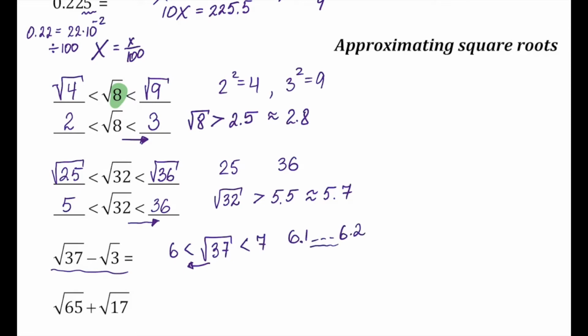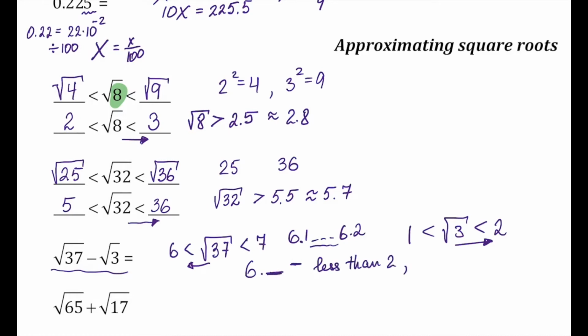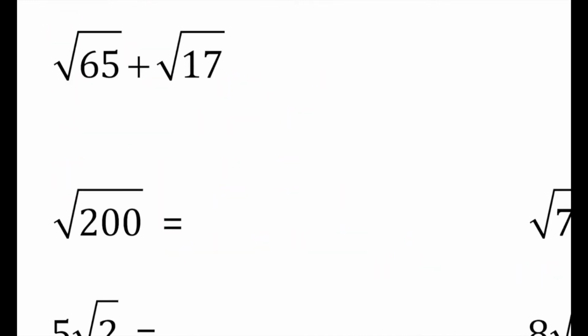Now, square root of 3 is between 1 and 2, but it is closer to 2 because 3 is closer to 4. So if I subtract something 6-ish with some numbers after the decimal minus something less than 2, then my answer is going to be bigger than 4. So if I were to draw a number line, if this is 1, 2, 3, my answer would be somewhere here.